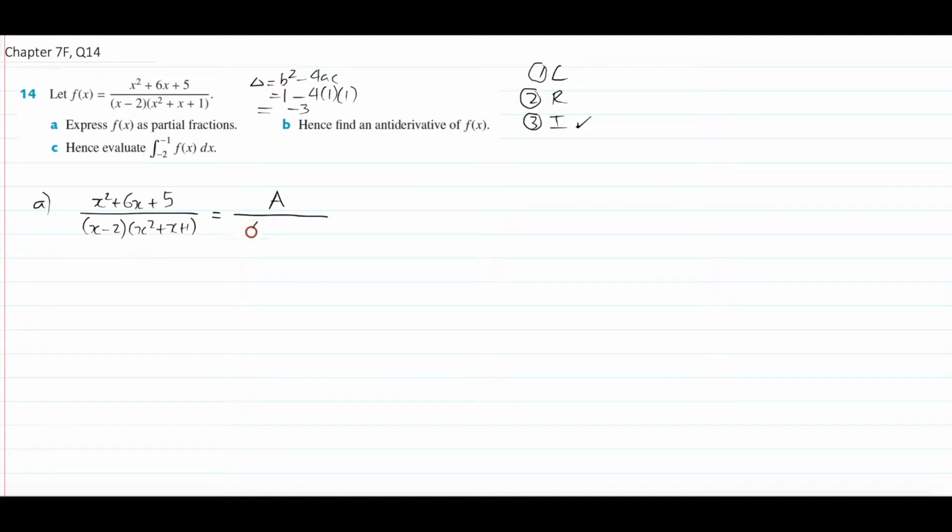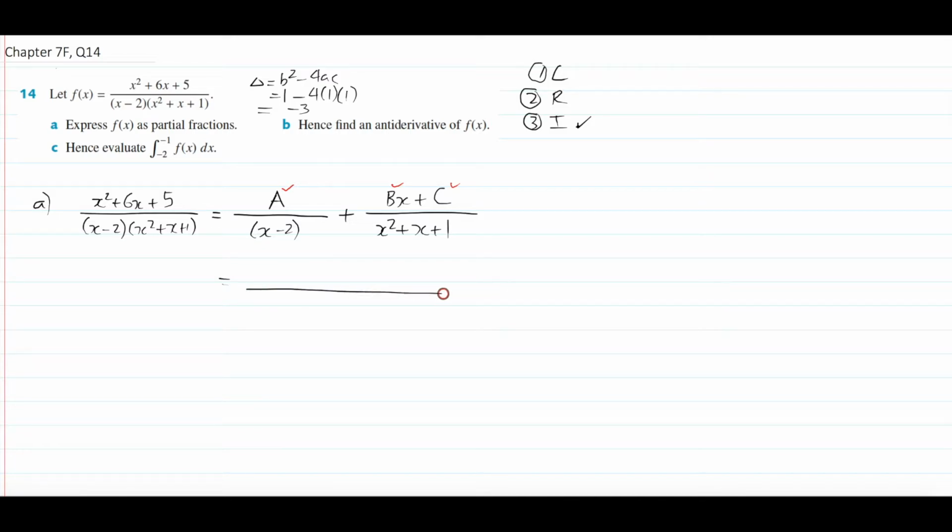It's A over the linear factor, which is x minus 2, plus Bx plus C over the irreducible quadratic factor, which is x squared plus x plus 1. Now the goal is to solve for A, solve for B, and solve for C. How would we do that? Well, we equate the coefficients. So we make the denominator the same.